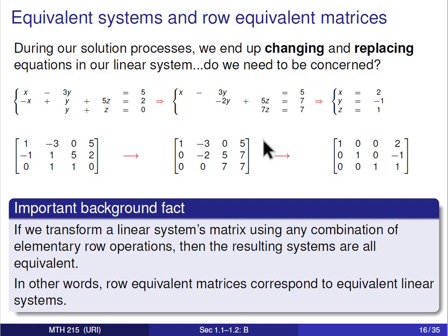So these elementary row operations are safe in that they don't change the solutions. They make things easier to work with, but they don't change the values that form the solution of the original system.